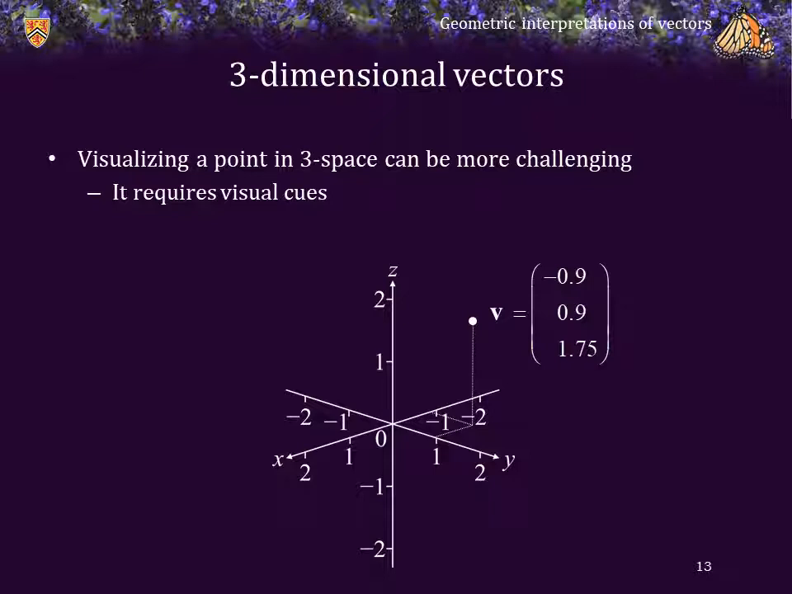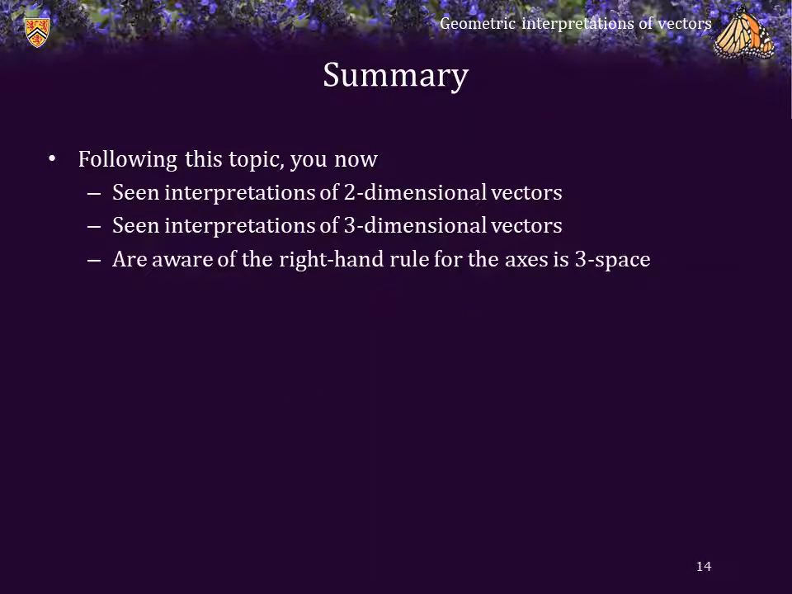By adding a few lines, it is possible to visualize approximately where a point in 3 space lies relative to the axes, and this is what we will be using throughout this course. So, following this topic, you have now seen interpretations of two-dimensional vectors as points on the plane. You've seen interpretations of three-dimensional vectors as points in 3 space, and you are aware of the right-hand rule for orientating the axes in 3 space.